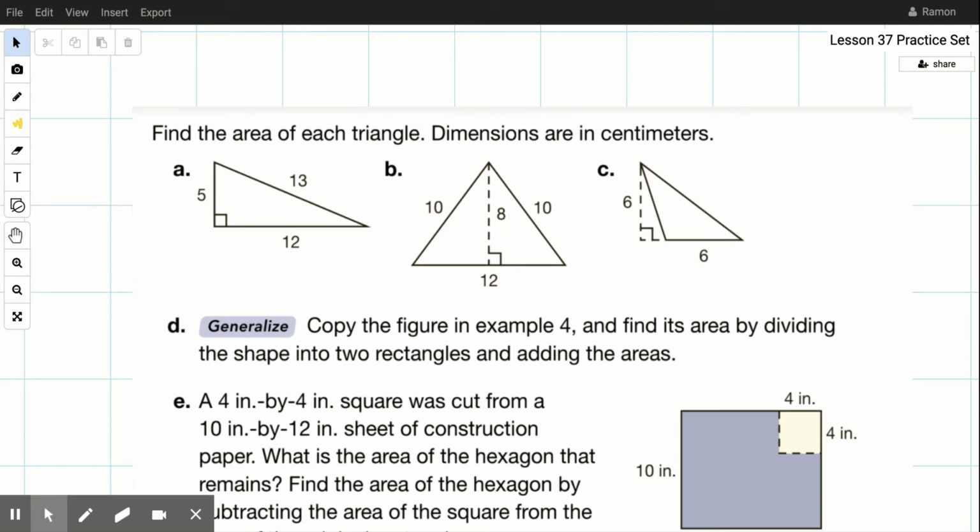So find the area of each triangle. Dimensions are in centimeters, so since we're dealing with area, our units are going to be square centimeters, or centimeters squared. Now, to find the area of any given triangle, we use a formula. You take the base, you multiply by the height, and then you divide that product by 2. Alternatively, you can multiply the base by the height and then just take half of that.